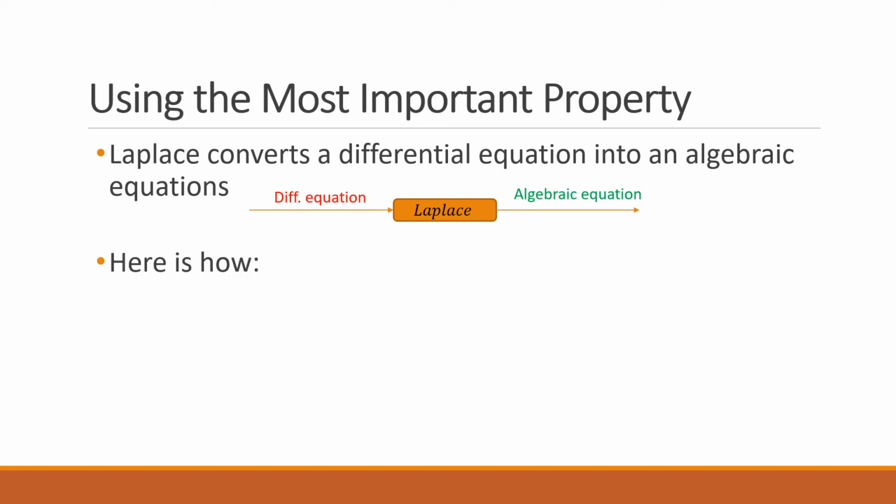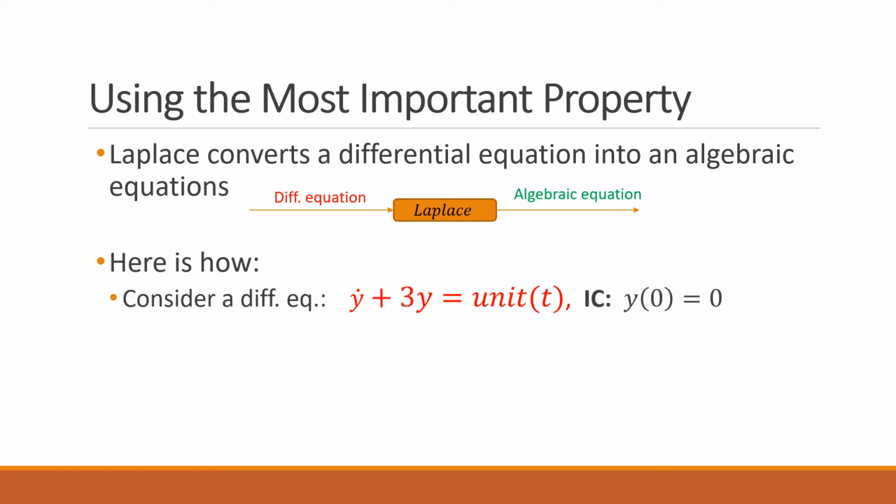Here's how. Consider a differential equation y dot plus 3y is equal to the unit step function, which is basically a constant equaling 1 for times greater than 0. Let's take the initial conditions to be 0 also. As seen before, the solution is the following function for positive times.